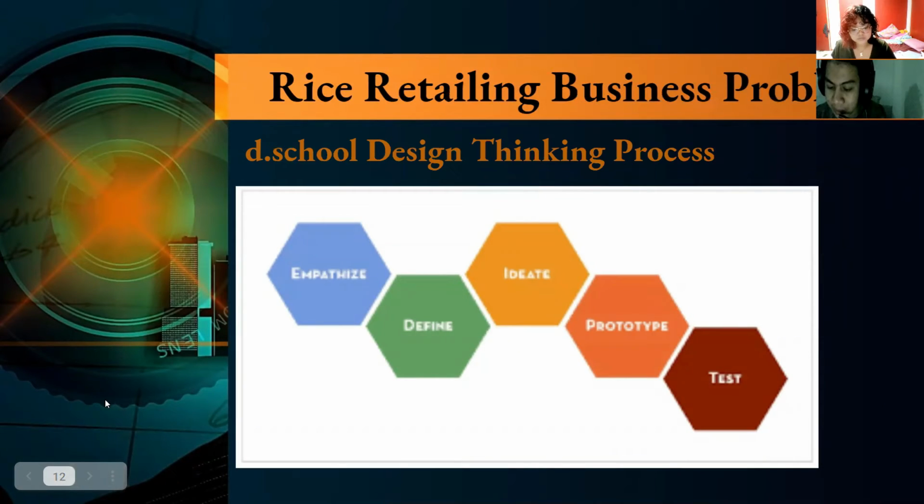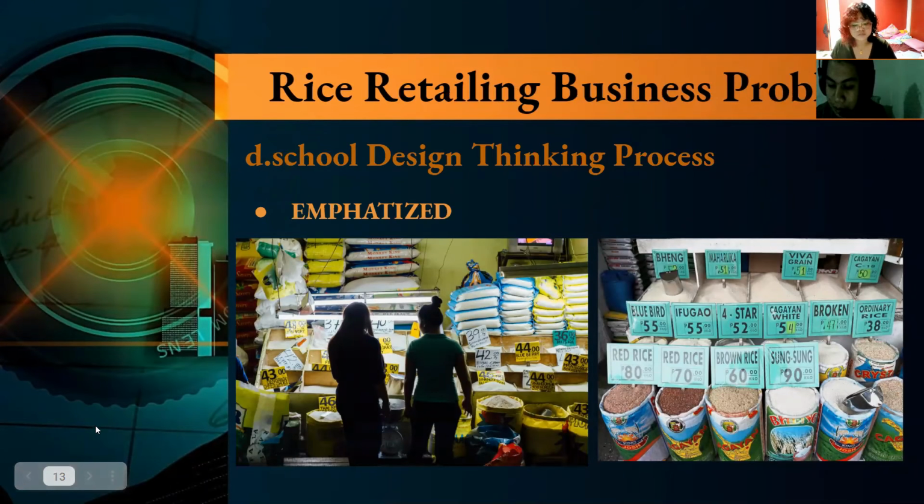In order to solve this kind of problem, we also apply the D-School design thinking process. We believe this thinking process is suitable to solve this kind of problem in their business. The 5 stages of design thinking, according to D-School, are empathize, define, ideate, prototype, and test. So we proceed to the first step of our design thinking, the empathizing. It means we put ourselves in the situation of the customer to experience and know what kind of standards they have when they are purchasing rice.